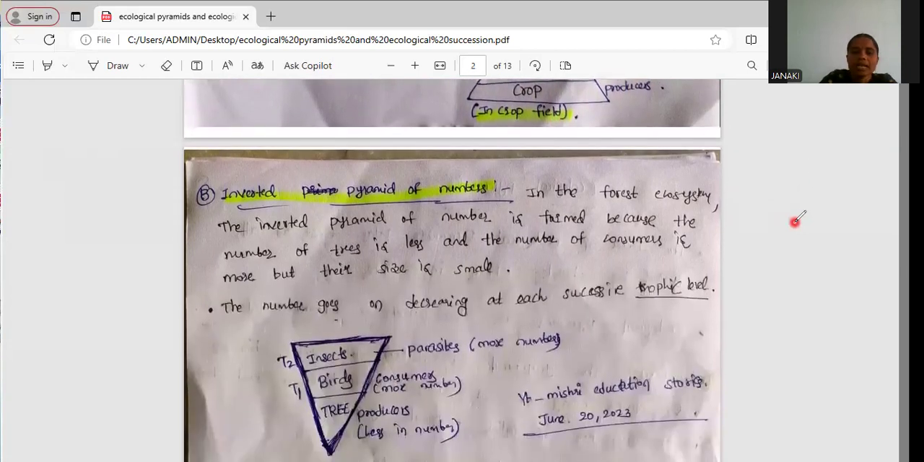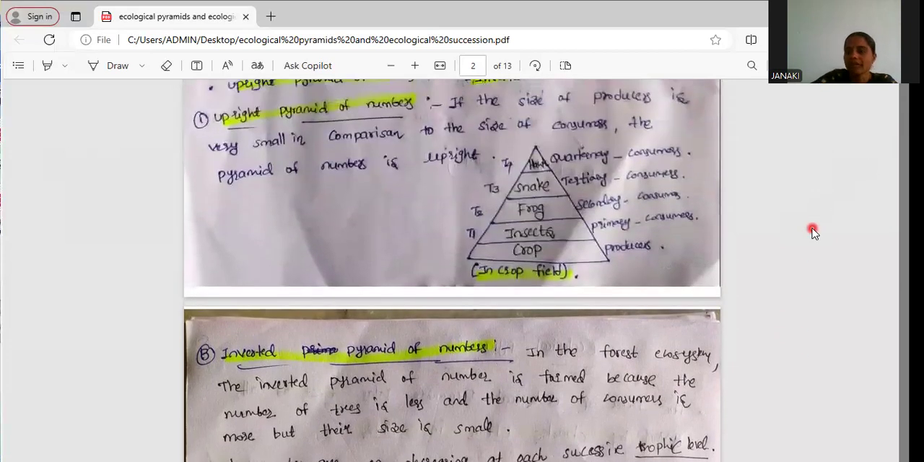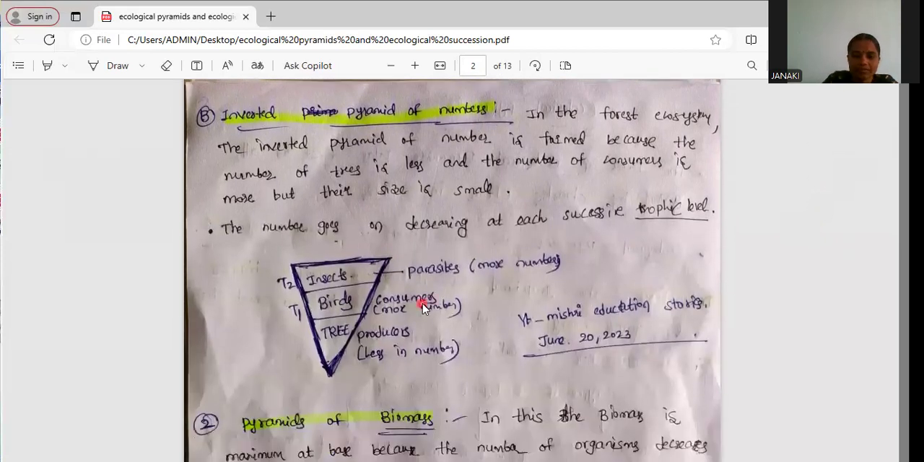Next, the inverted pyramid of numbers. In a forest ecosystem, the inverted pyramid of numbers is formed because the number of trees is less and the number of consumers is more, but their size is small. Here also it is different: tree, birds, insects. This is the inverted shape. Producers are eaten by consumers, and consumers are eaten by parasites.